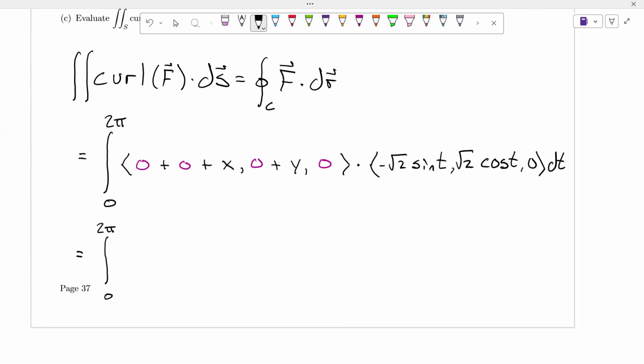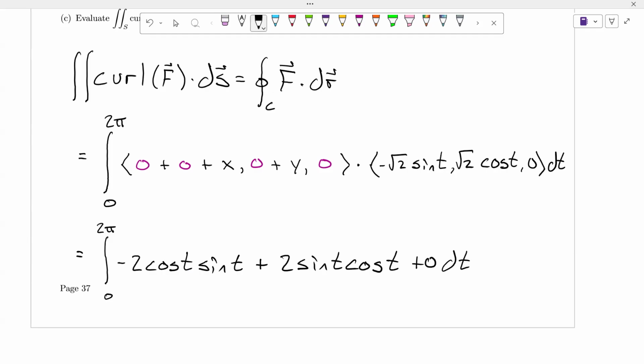So x, I know, is root 2 cosine t. So this is going to become negative 2 cosine t sine t. The cosine t comes from the x part that I needed to finish substituting in, and I'll have the square root of 2 times the square root of 2 just be 2. Plus, on the other hand, y is root 2 sine t, so this is going to be 2 sine t cosine t. Plus 0 times 0 is 0, dt.